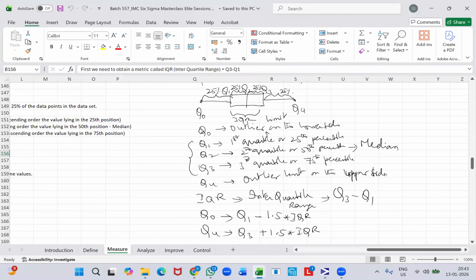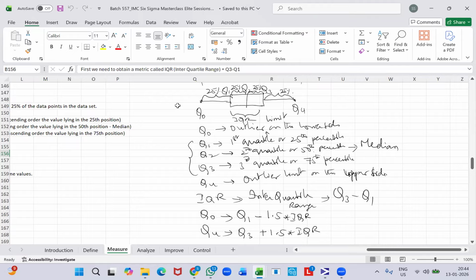So what are these quartiles? As I told you, all these quartile points will be separated by a distance of 25% of the data points in the data set. So the distance between Q0 and Q1 will be the first set of 25% of the data points in the data set. The second 25% will lie between Q1 and Q2, the third 25% between Q2 and Q3, and the final 25% of the data points will lie between Q3 and Q4. So Q0 and Q4 are the outlier limit values which we need to calculate by applying a formula, whereas Q1, Q2, and Q3, the quartile values, can be ascertained from the data set.